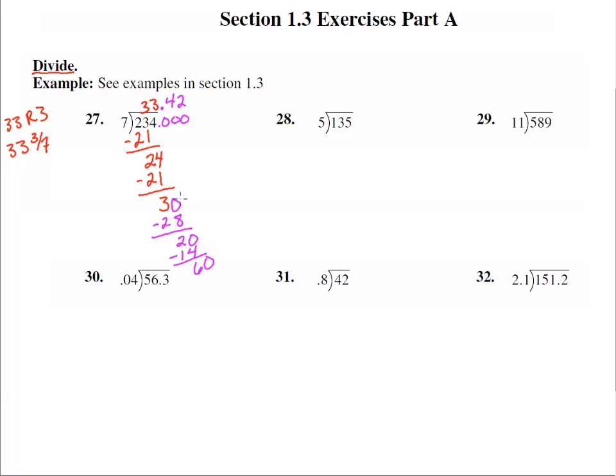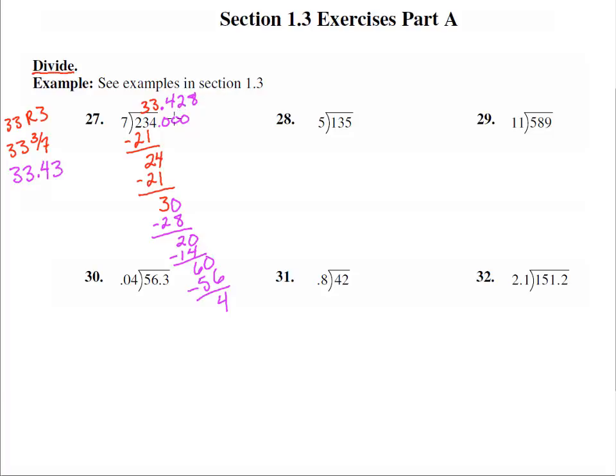Drop down the 0. 7 goes into 60. 7 times 9 is 63. 7 times 8 is 56. So 8 times 7 is 56. Boy, I don't think we should go too much further. This could keep going on for some time. If you were going to put an answer with 2 decimal places, we needed to go to 3. So we could write this as 33.43. Or it may eventually at some point repeat. So we could get 33.428 and then have some numbers repeat.